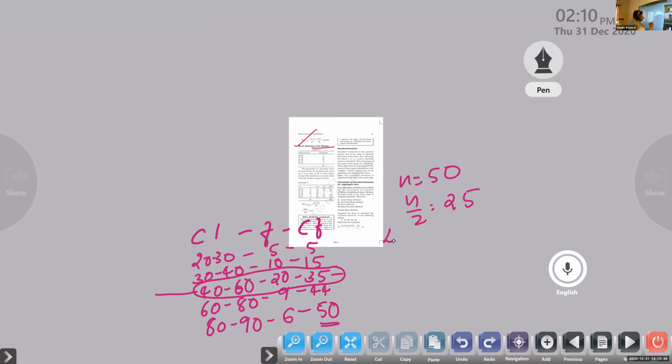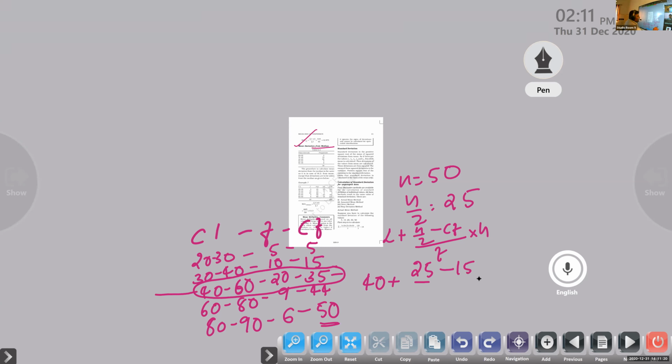So now the equation: L plus, N by 2 minus CF, divided by F, into H. What is L here? Lower limit of the median class, that is 40. Plus N by 2, we already know that it is 25, minus CF. So we want to select the CF here. It is not the 35. It is the CF of the preceding class. So it is 15.